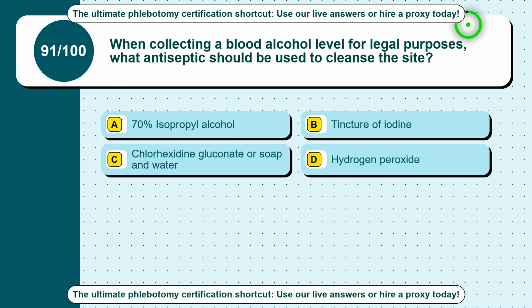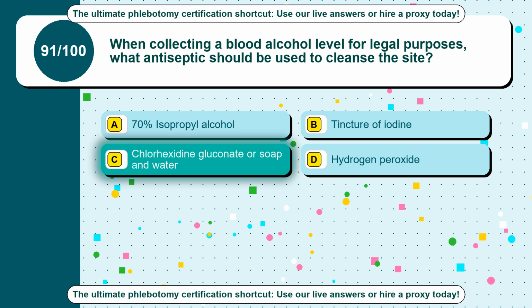Question 91. When collecting a blood alcohol level for legal purposes, what antiseptic should be used to cleanse the site? Option A, 70% isopropyl alcohol. Option B, tincture of iodine. Option C, chlorhexidine gluconate or soap and water. Option D, hydrogen peroxide. The correct answer is option C, chlorhexidine gluconate or soap and water.